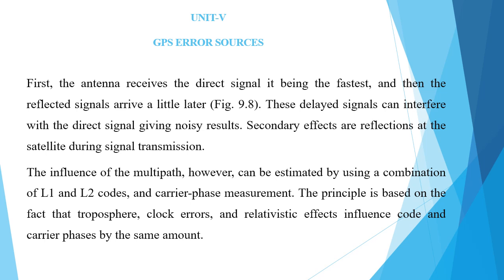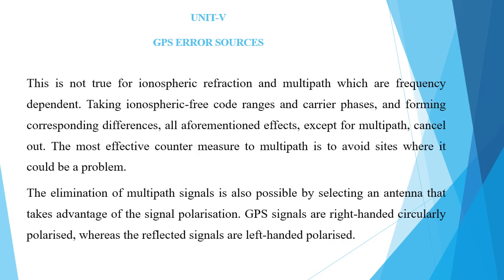The principle is based on the fact that tropospheric, clock errors and relativistic effects influence code and carrier phase by the same amount. This is not true for ionospheric refraction and the multipath, which are frequency dependent. Taking the ionospheric free code range and carrier phase and forming corresponding differences, all remaining effects except for multipath cancel out.